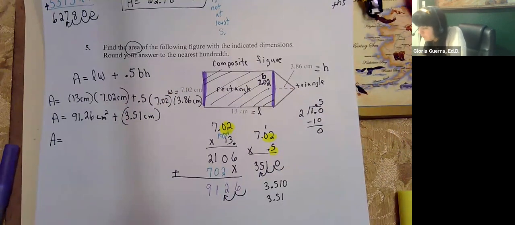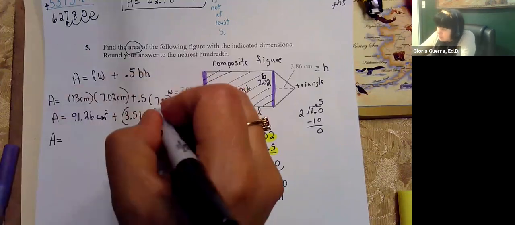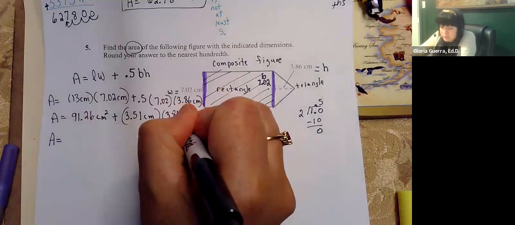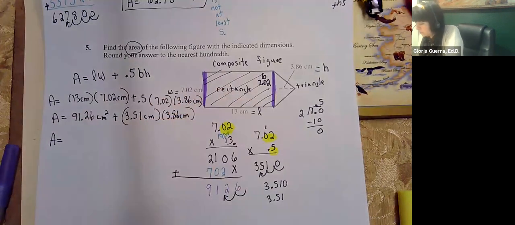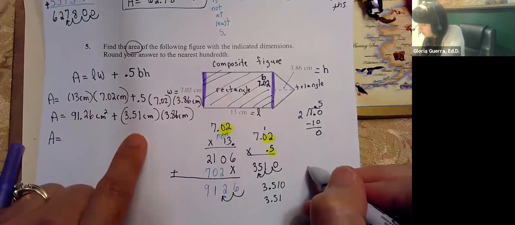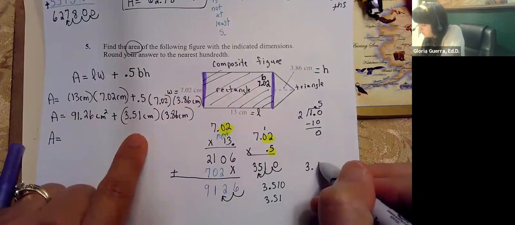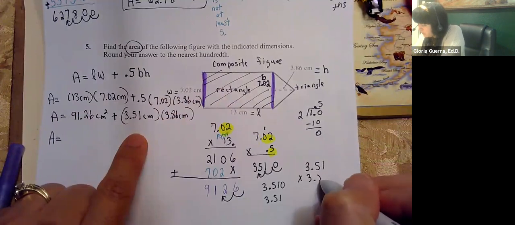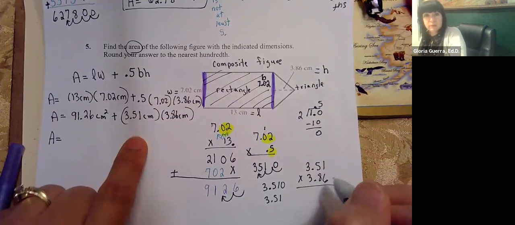So I'm going to say 3.51 centimeters times 3.86 centimeters. Okay. And they both have 3 digits, so it doesn't matter which one you put at the top. So put 3.51 times 3.86. Okay.